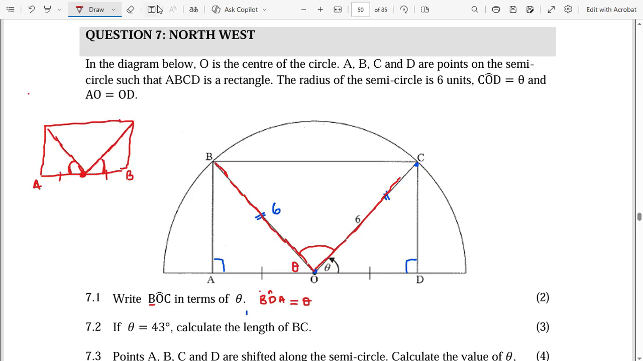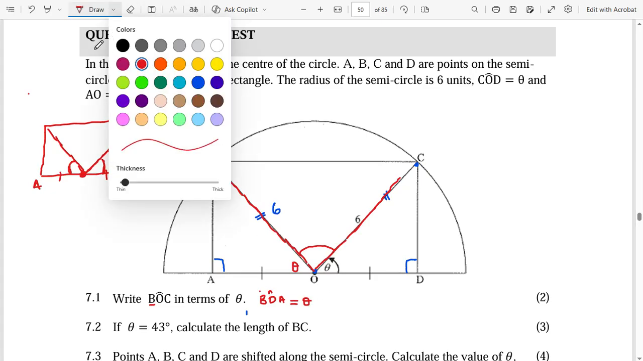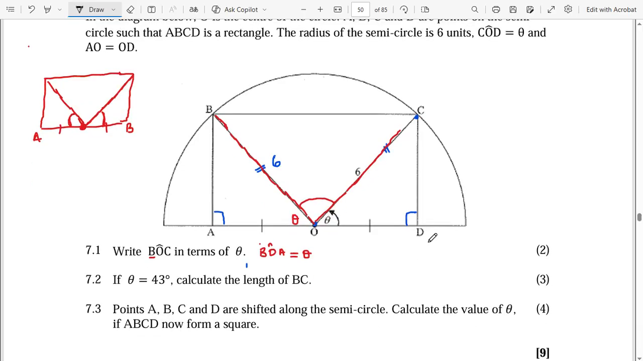And if this is equal to theta, can you see that we can use angles on a straight line to find the angle they are looking for? Angles on a straight line add up to 180 degrees. So I'm going to let the angle they are looking for be X, and tell the marker that if I take all those angles and add them, they should give me 180. Then you tell the marker that these are angles on a straight line.